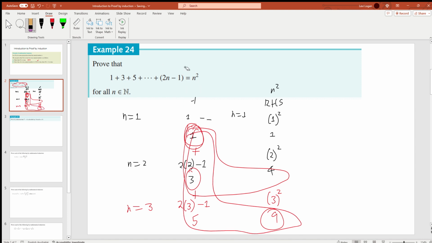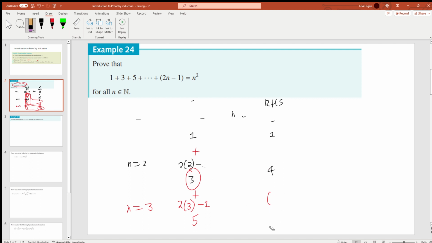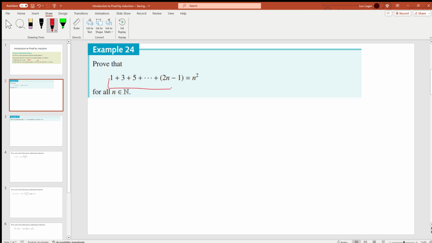Now that we understand what we're actually trying to prove, because before you even start proving you've got to understand what the equation is saying: this entire side is equivalent to this entire side for some number n. They've said n is a natural number, and we start off with step 1, let n equal 1. Left hand side, we write 2 times 1 minus 1, so you get 1. Right hand side, we get 1 squared, which is 1.